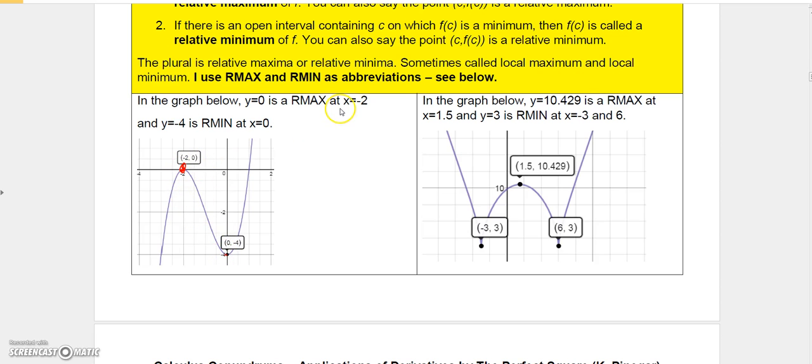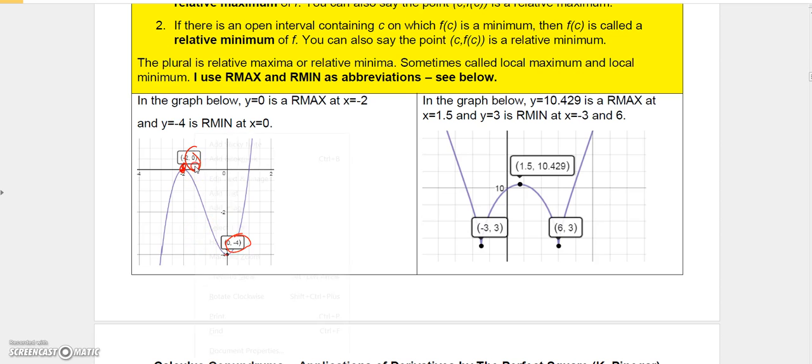Now, the actual maximum is the y value. So the maximum here is 0, and the minimum here is -4. I know those are small, but the minimum and maximum are the y values. So usually, if you're going to define the minimum or maximum of a function, you give the y values, but you never give the x values as the maximum. You can say that that's where they occur.